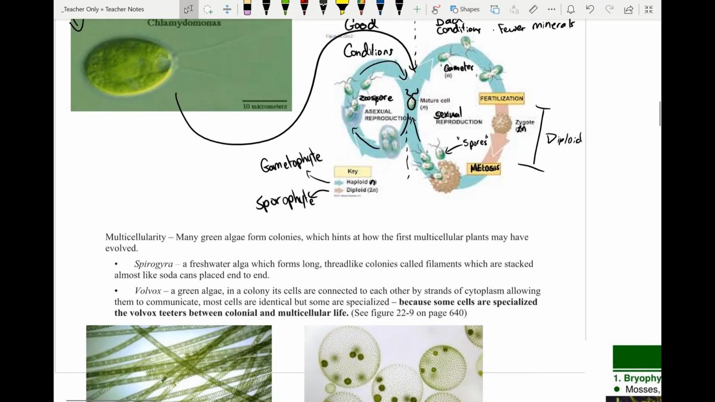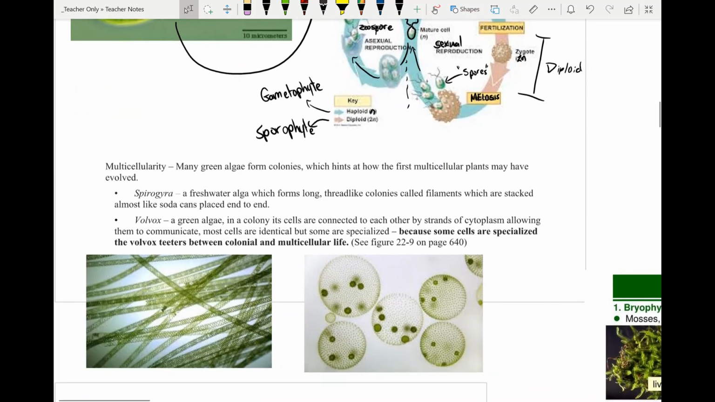Alright, next up, we're still talking about algae, but many green algae form colonies, which is how we're thinking most multicellular plants might have evolved. So a couple of ones, again, these are ones that you might have seen from the pond water lab. So Spirogyra, a freshwater algae or alga, which forms long thread-like colonies called filaments, are stacked almost like soda cans placed end to end. So here's a good picture.